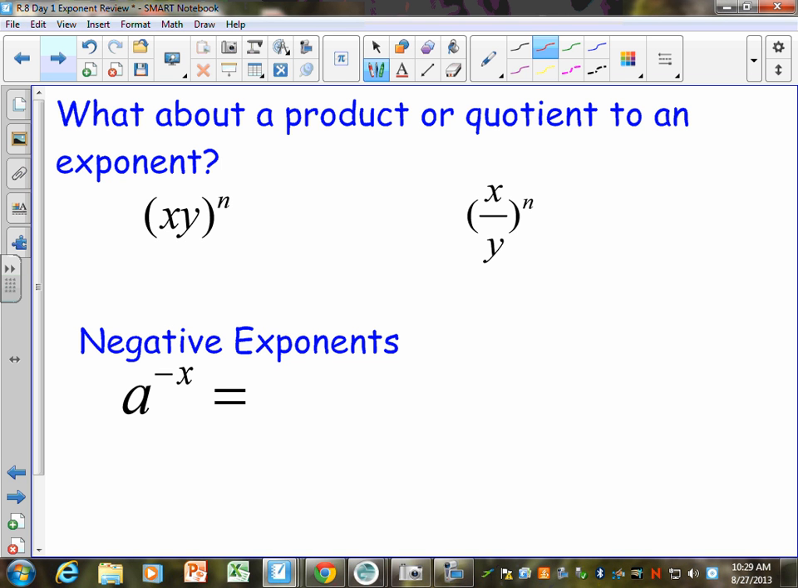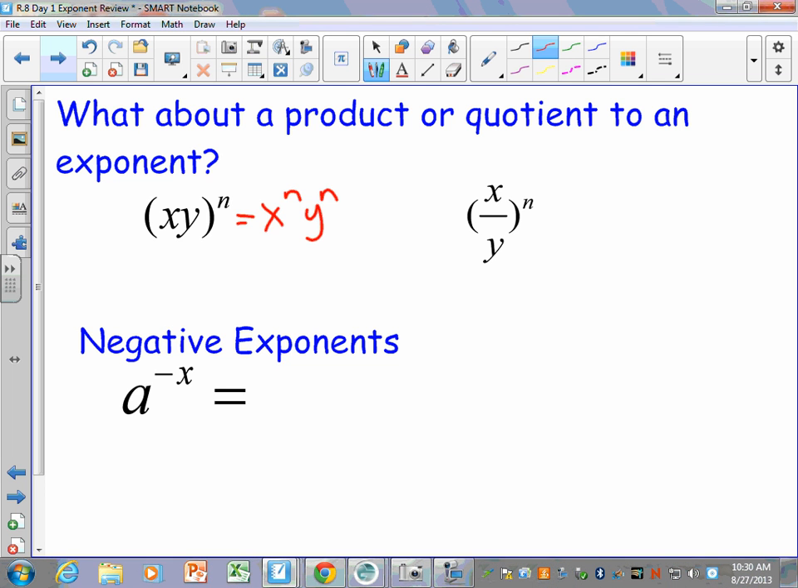Three more rules here. Product or quotient to an exponent. I always say this is kind of like distributing the exponent, but not really. If you have something multiplied, not added, multiplied in the exponent on the outside, you have to give that exponent to everything on the inside, right? And the same thing is true for a quotient. If you have a quotient all to a power, you have to give that exponent to everything on the inside.